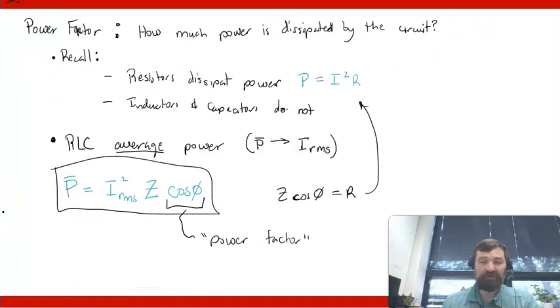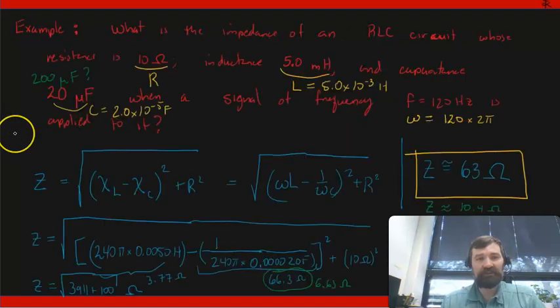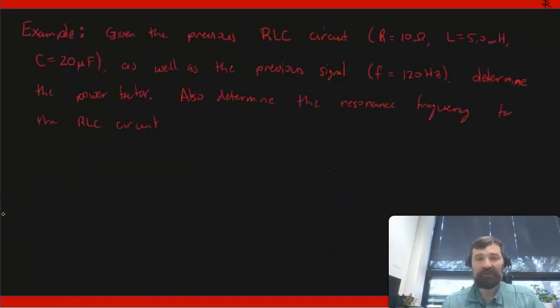So let's go ahead and work an example or two, maybe a quick example of 2 parts. Given the previous RLC circuit, that is the circuit that I worked this example for before, what is the power factor and what is the resonance frequency for this circuit?